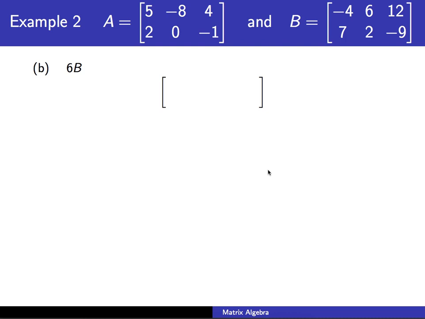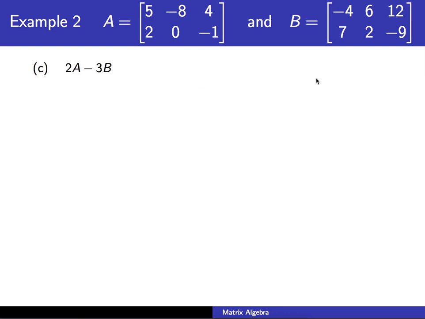Part B, we have 6 times matrix B, which is going to take each of the elements in B and multiply them by 6. We'll start with the first row, first column, -4 times 6, -24. And then 6 times 6 is 36. And then 12 times 6 is 72. Now our second row, 7 times 6 is 42. 2 times 6 is 12. And finally, -9 times 6 is -54.